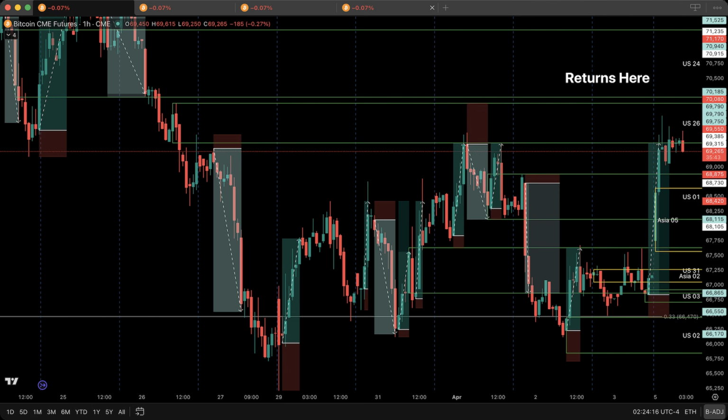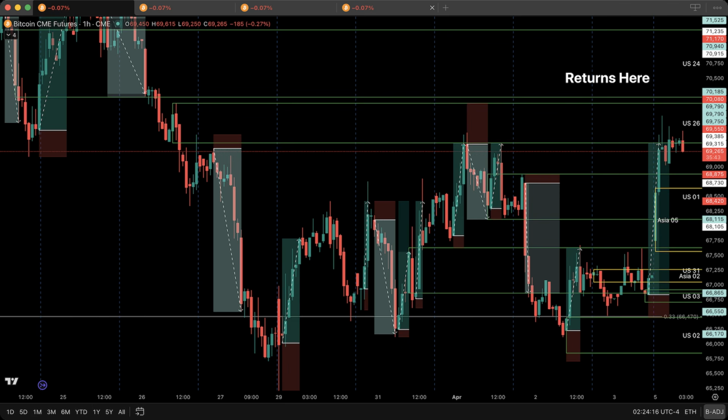Now look at where the move begins. The April 2nd U.S. session forms at the lower boundary of the March 27th U.S. session box. This location has already been tested before. It is not new. It is inherited. That is the first constraint. A session forming on an old boundary does not begin with open space. It begins with pressure already present.